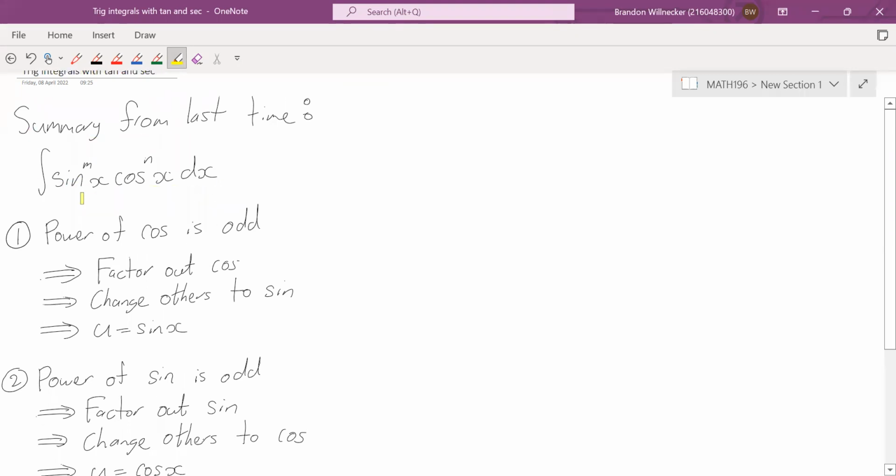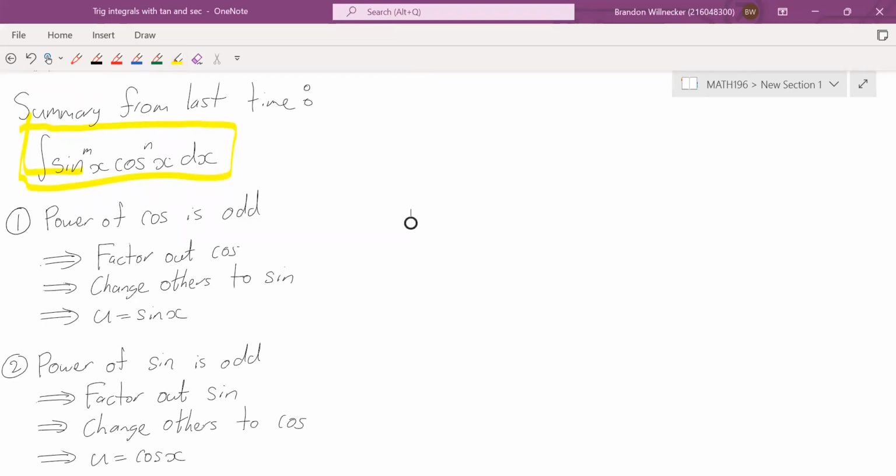So we had sine to some power times cos to some power, and we wanted to evaluate those integrals. So we looked at the three cases that we could deal with. Number one was if the power of cos was odd. So if cos had an odd power, we factored out one of the cos x terms. We changed everything else to sine, and then we used the u substitution, u equals sine x. And then we could evaluate that.